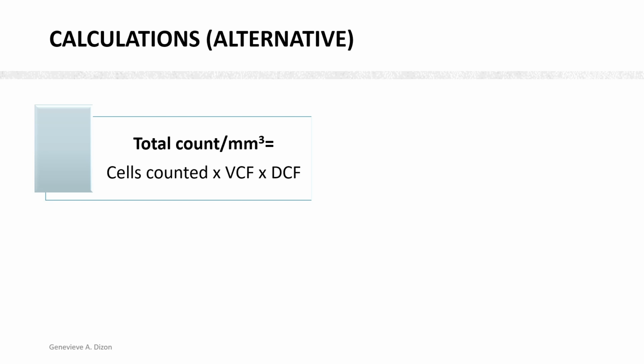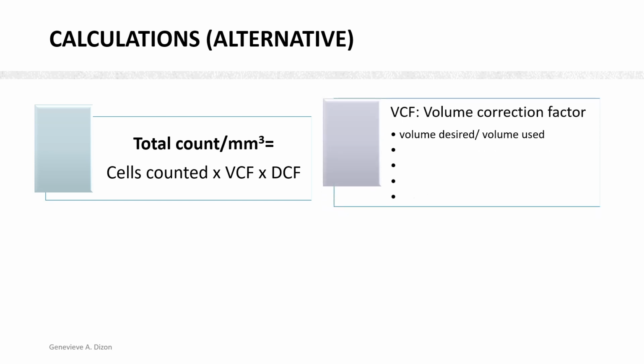DCF. Now, what is VCF and what is DCF? VCF stands for the volume correction factor. So this is a computation that needs to be done. And the formula is volume desired divided by the volume used. The volume desired is always 1. This is constant since the hemocytometer ruled area for counting gives a total of 1 cubic millimeter.